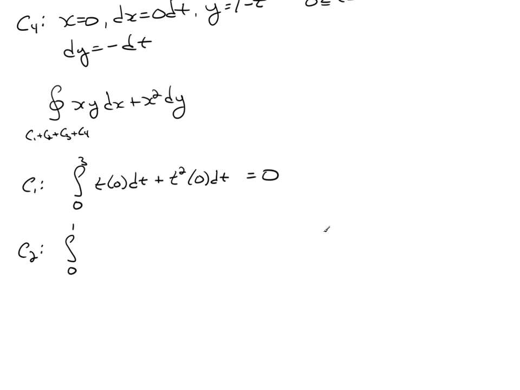I need x times y. Well, x was 3 there everywhere, and y was equal to t. So it's just 3t times dx. Well, dx was 0 dt, so that piece goes away. Plus x squared. Well, x was 3, so 3 squared is 9, dy, and dy was just dt. Okay, cool. I finally have a piece here. So when I integrate this, this is going to be 9t from 0 to 1. So this is going to contribute a total of 9.